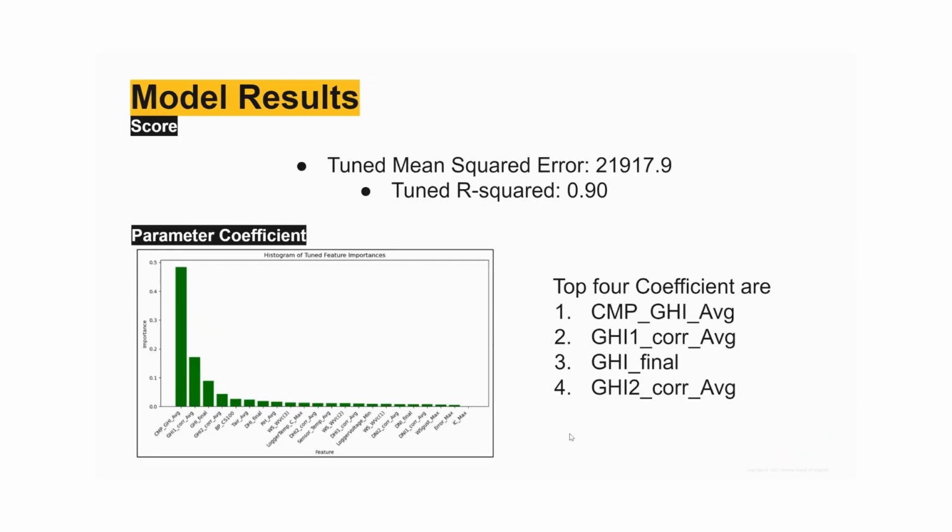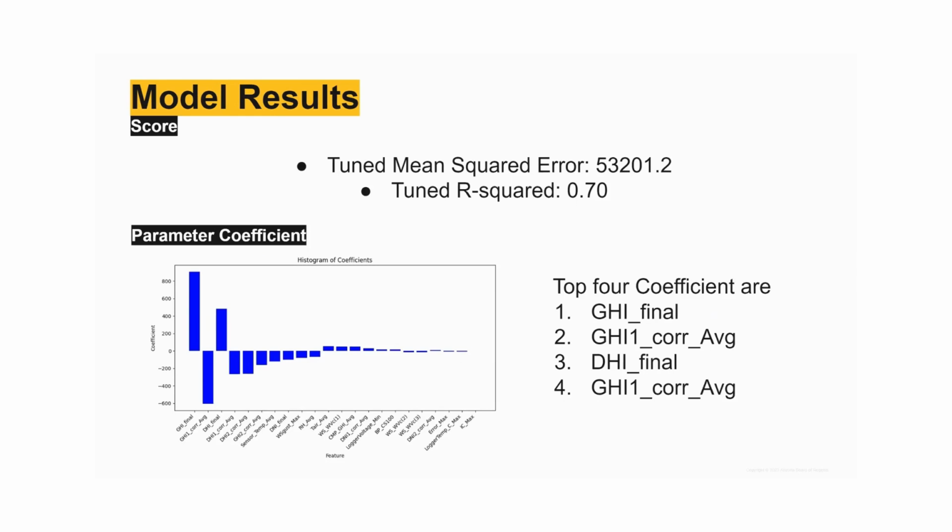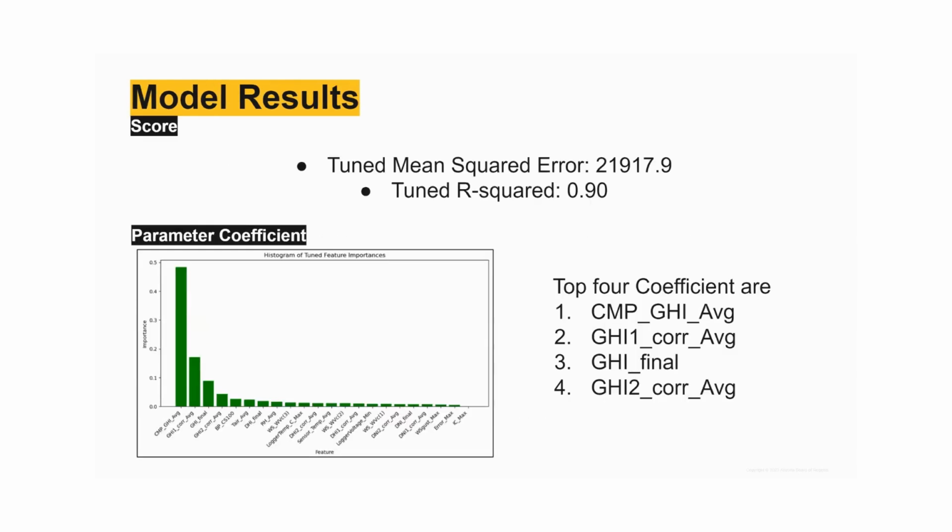Now moving to the performance evaluation of this model, the test mean squared error was found to be 21,917.9, while the test R squared was found to be 0.9. So if we compare it with the linear regression model, this model is comparatively very accurate in prediction of the energy output from the solar panel.